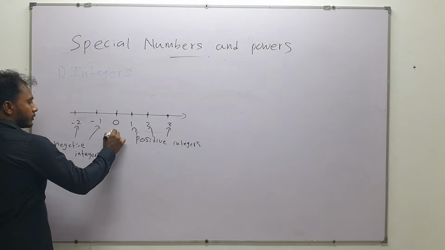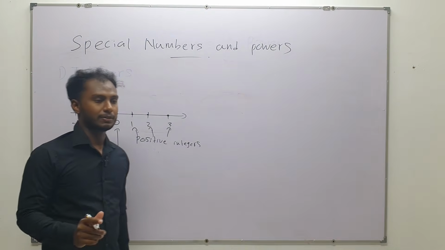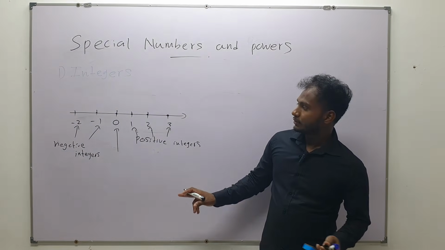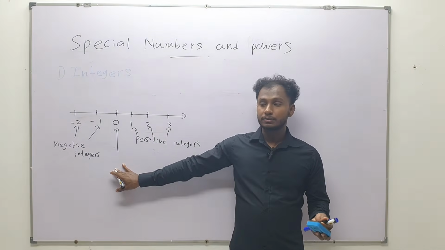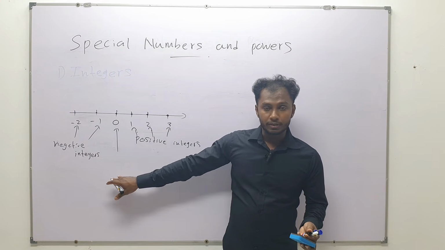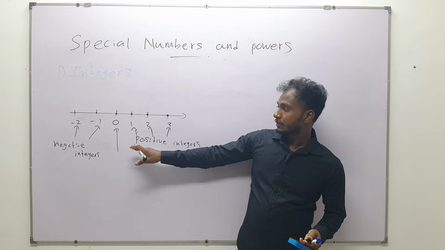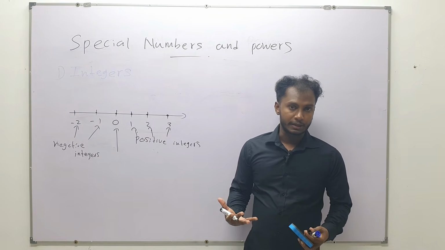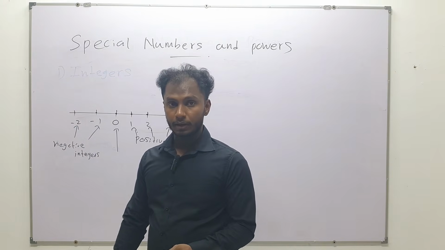Then what can you tell about 0? I'm asking a question: is 0 an integer or not? So 0 is also an integer, but it is not included in either positive or negative integers, right? It is an integer, but it does not belong to positive or negative integers. It is neutral, but somehow it is an integer. You have to keep that in your mind, right?